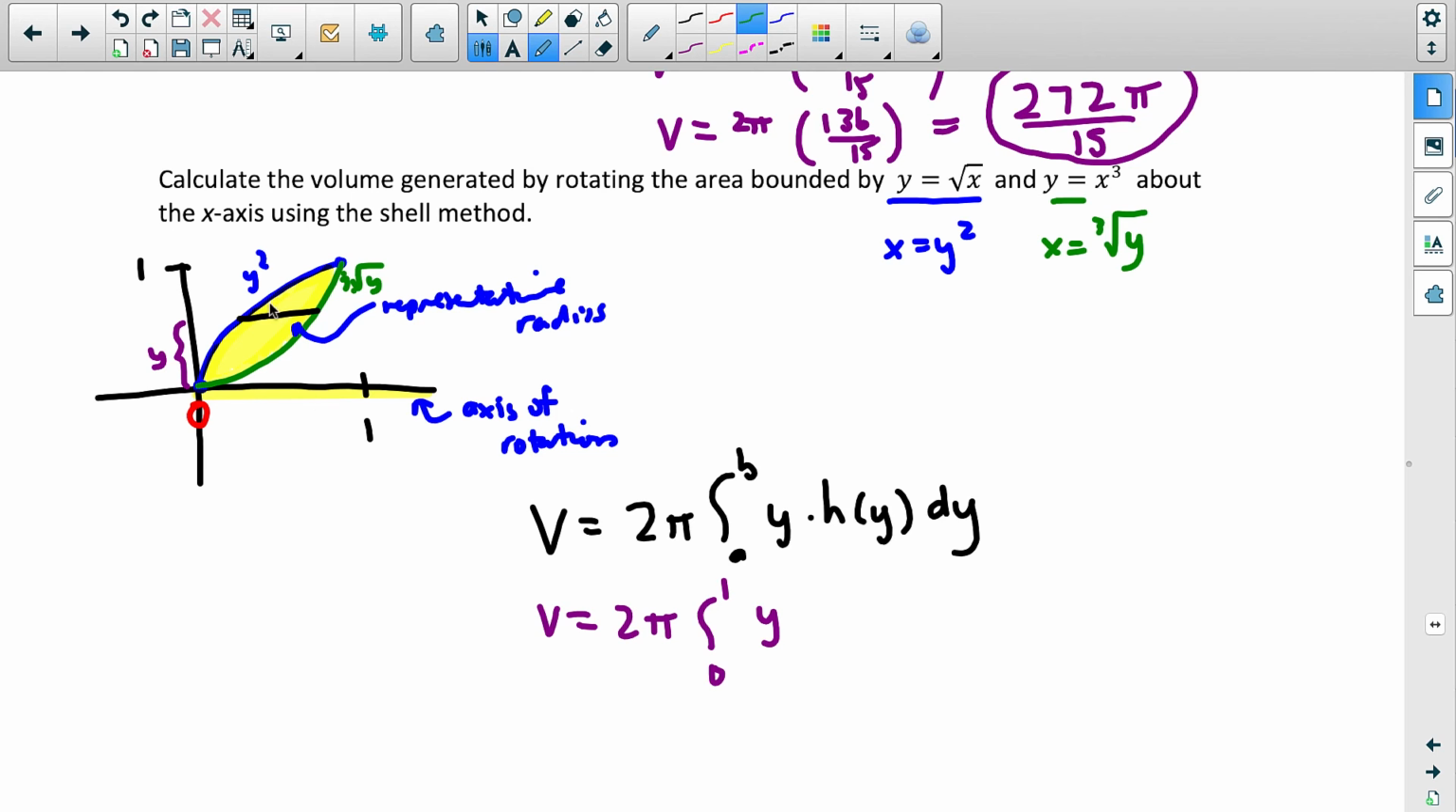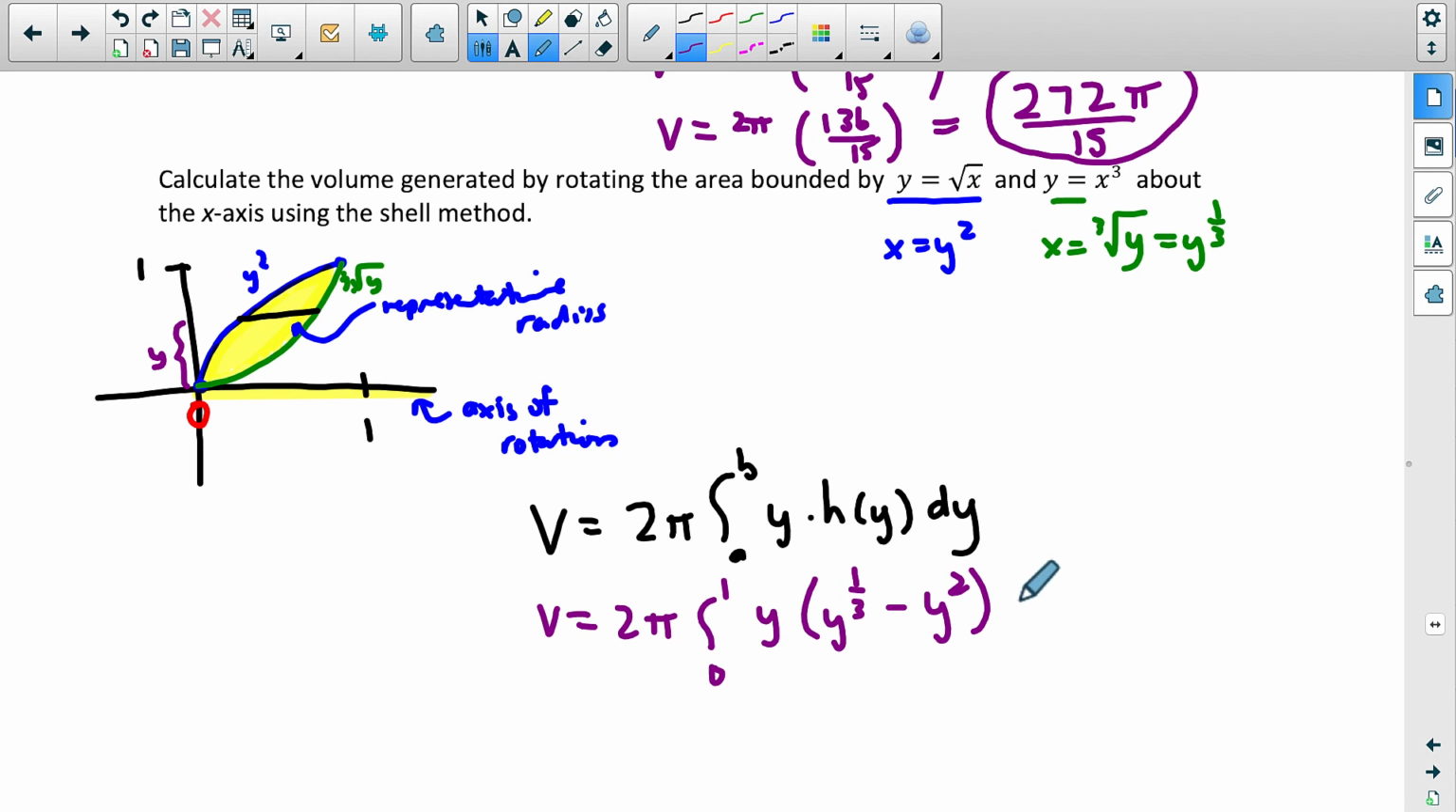So if we want to know the length of this representative radius, whether it's drawn here or up here or down here, what we're always going to have to do is take the green one, that function, and subtract the y function, and that'll always give us the length here. So that's what we're going to do. We're going to take the cube root of y, but wait a minute, rather than going cube root of y, why don't we write y to the 1/3? This is actually the same. So we'll go y to the 1/3, and then we're going to take away the y squared.